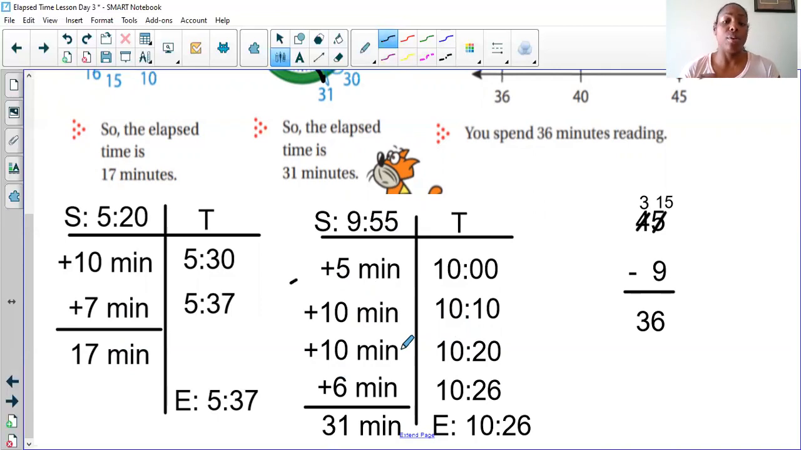So some of you may have thought, well, I could just do a 30-minute jump and then jump 1 minute. That's true. But remember, everybody's at a different level when it comes to time. So I want you to do what is easy for you. And so we have the 5-minute increment getting us to the 10 o'clock hour. And then from there, we've got 10 minutes, gets me to 10:10. Another 10 minutes gets me to 10:20. And then I know I need to get to 10:26. So I'm going to add 6 more minutes. And that gives me an elapsed time of 31 minutes.